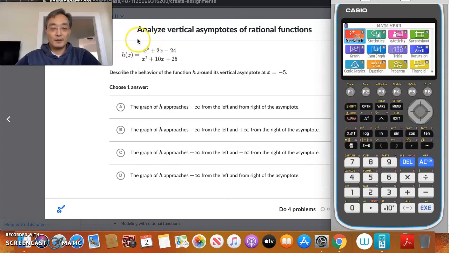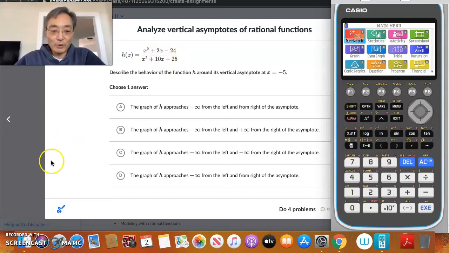Hi everyone. Today we're going to look at analyzing vertical asymptotes of rational functions. In the last lesson we talked about how we can tell whether a function has zeros, vertical asymptotes, or removable discontinuities, holes, right? Point discontinuities. So we're going to look a little bit more closely at vertical asymptotes and ask ourselves, what is going on? What's happening to the function on either side of that vertical asymptote, to the left and to the right of it.